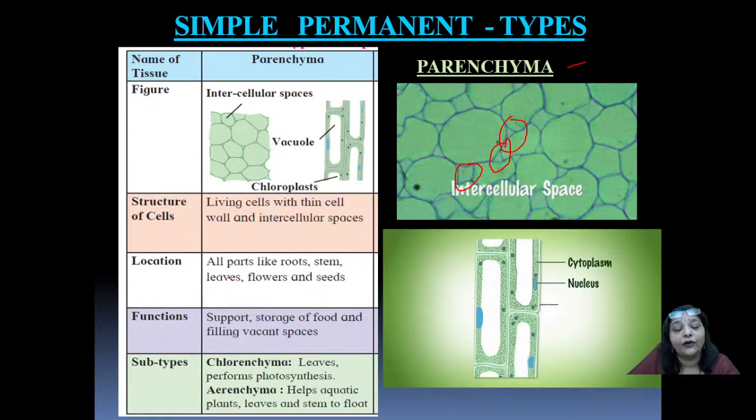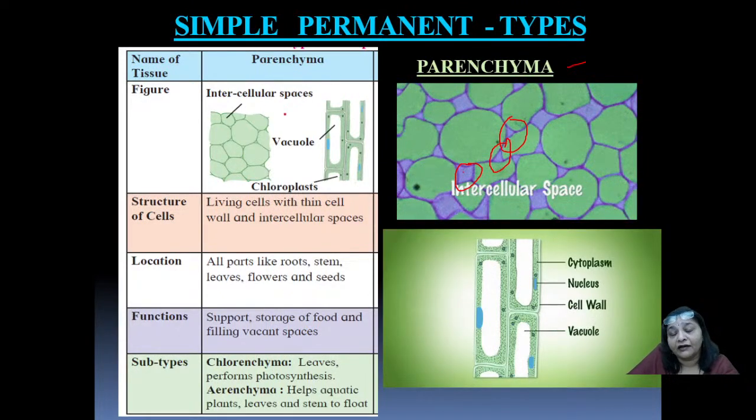And these cells are located in all the parts of root, stem, leaves, flowers, and fruits and seeds. The main function of this tissue is support. It gives mechanical support. It also helps in storage of food, and it helps in filling up the vacant places. Wherever there is hollowness, the parenchyma tissues are going to fill in that particular space.